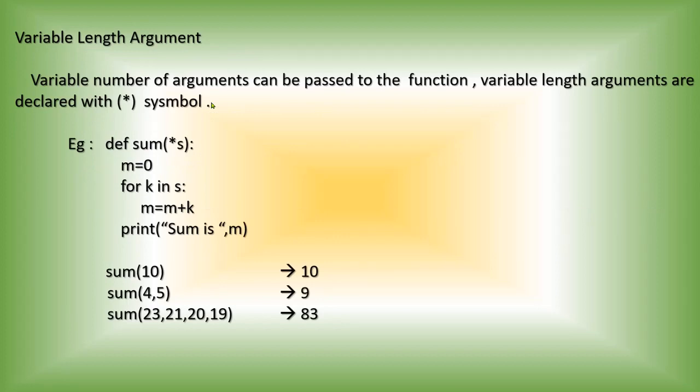Next is variable length argument. Variable length argument means you can pass any number of arguments, and depending upon the number of arguments, it will accept the variables. I'll show you one example. See that a variable number of arguments can be passed to the function, and variable length arguments are declared with the star symbol or asterisk symbol. Variable length arguments are declared based on the symbol asterisk. See, one example is written over there.